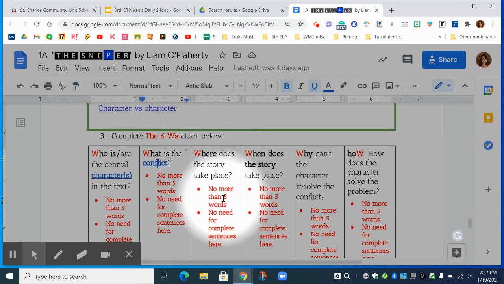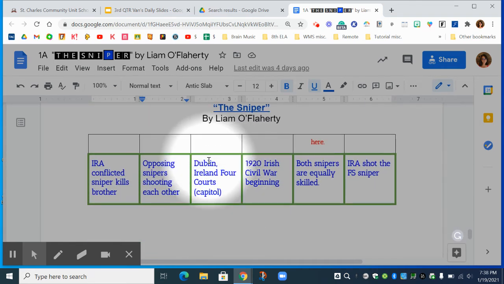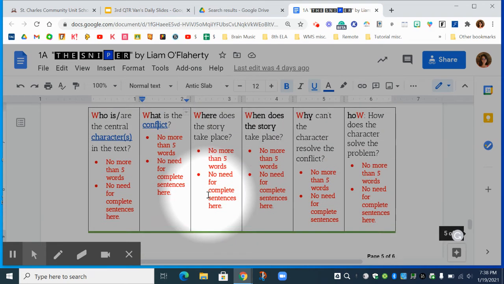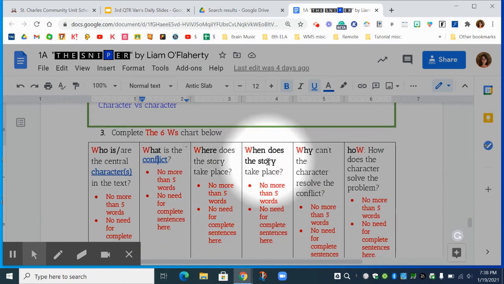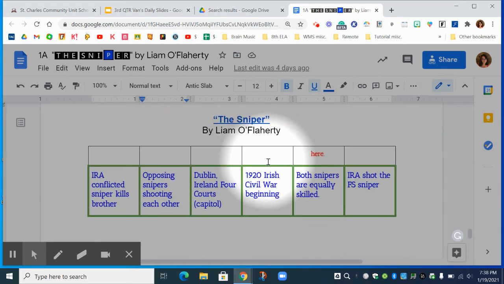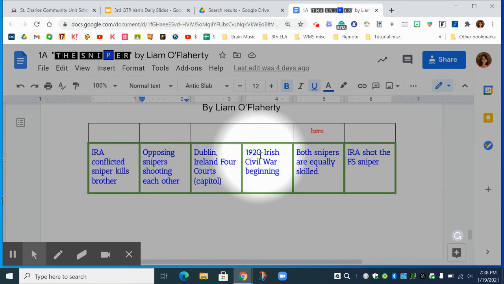The where. Where does the story take place? Dublin, Ireland, the Four Courts. In other words, the capital of Ireland. You may remember in our classroom discussion that the Four Courts in Ireland was equivalent to the White House in the United States. And then the when of the story. When does the story take place? The 1920s Irish Civil War, the beginning of the North versus South Irish Civil War.